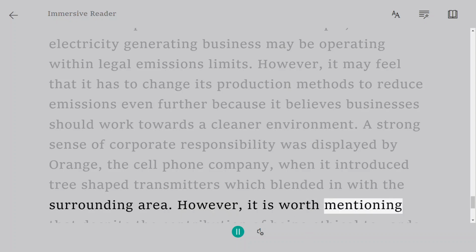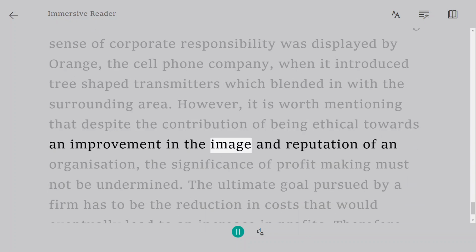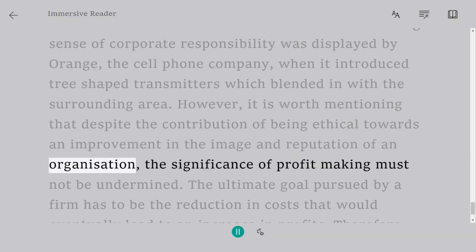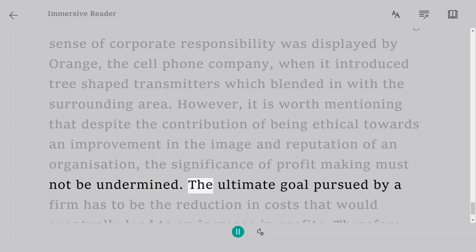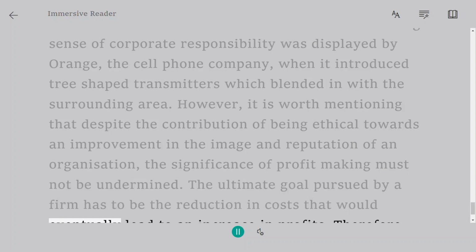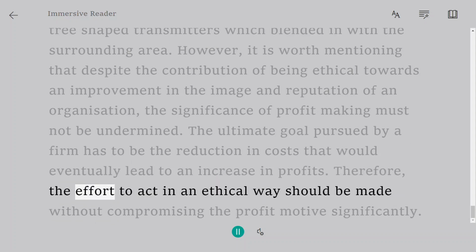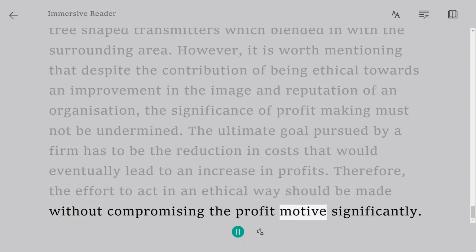However, it is worth mentioning that despite the contribution of being ethical towards an improvement in the image and reputation of an organization, the significance of profit-making must not be undermined. The ultimate goal pursued by a firm has to be the reduction in costs that would eventually lead to an increase in profits. Therefore, the effort to act in an ethical way should be made without compromising the profit motive significantly.